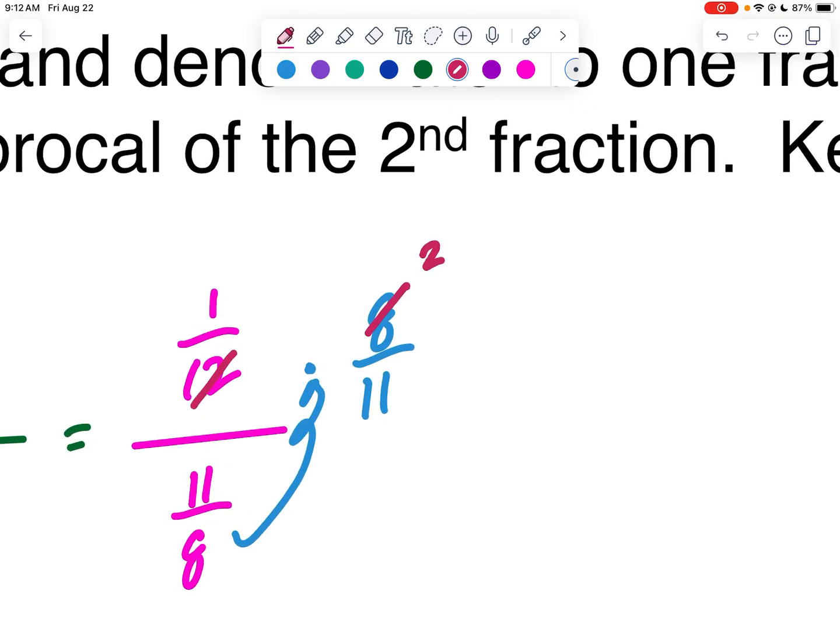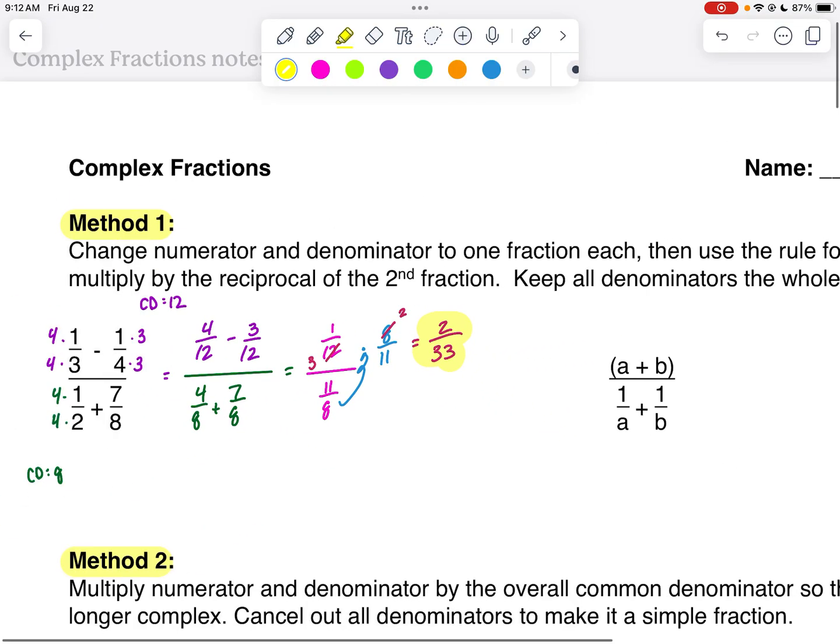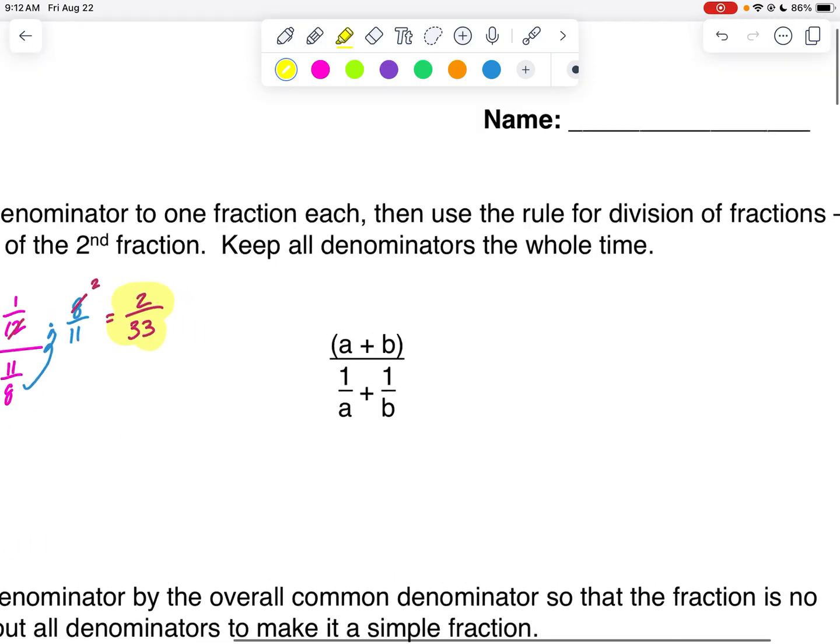So 8 divided by 4 is 2. 12 divided by 4 is 3. So then I could simplify this guy. 2 times 1 is 2. 3 times 11 is 33. So there goes my answer, it is 2 over 33. Okay. I'm going to do the same thing for this example.